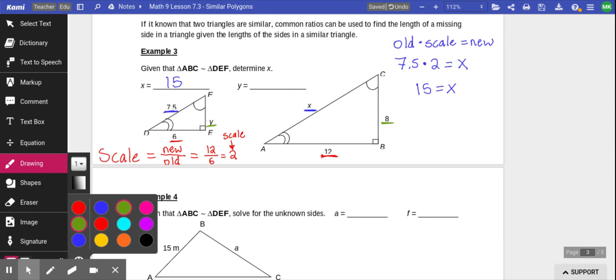If I want to figure out what y is, y was actually my old, and then multiply by my scale of 2, and that will equal my new side of 8. I have to get y by itself. That means I have to divide both sides by 2. That means my y length equals 4. Y is 4. And that's how you figure out missing side lengths. Just like the questions above, except now it's triangles. That's the only difference. It all comes down to calculating scales and then using the scales in your little formula of old times scale equals new.